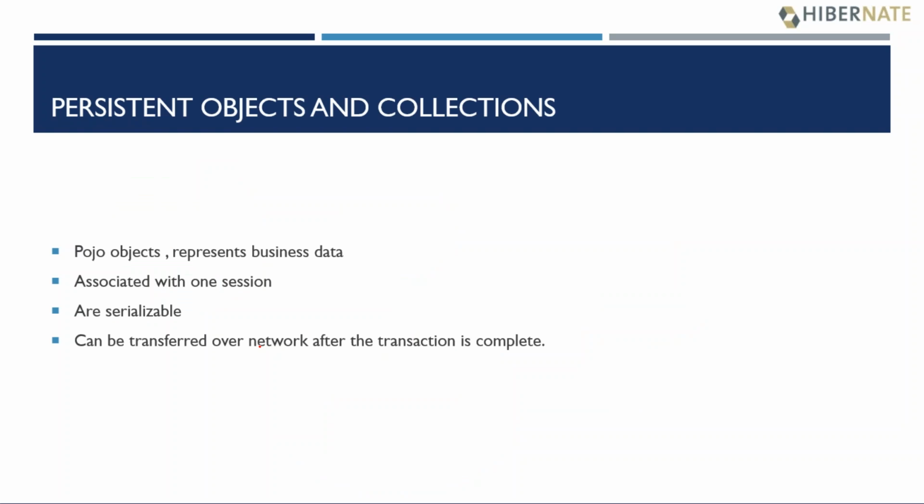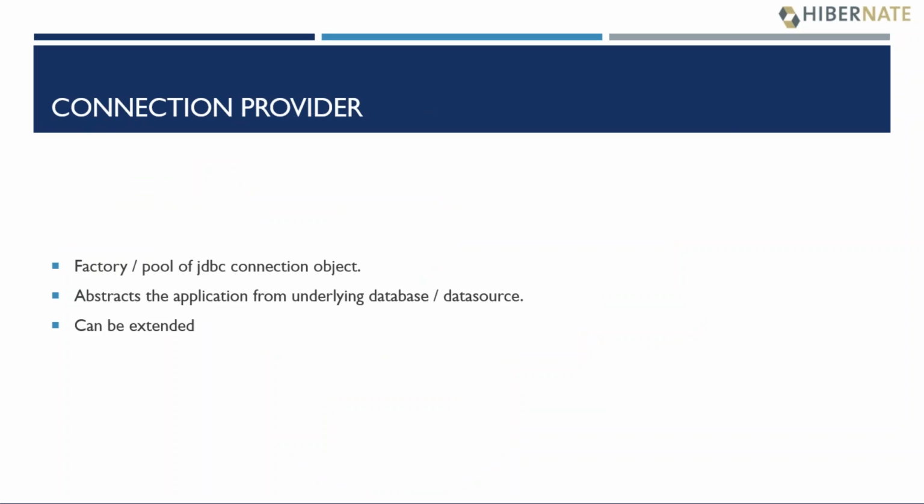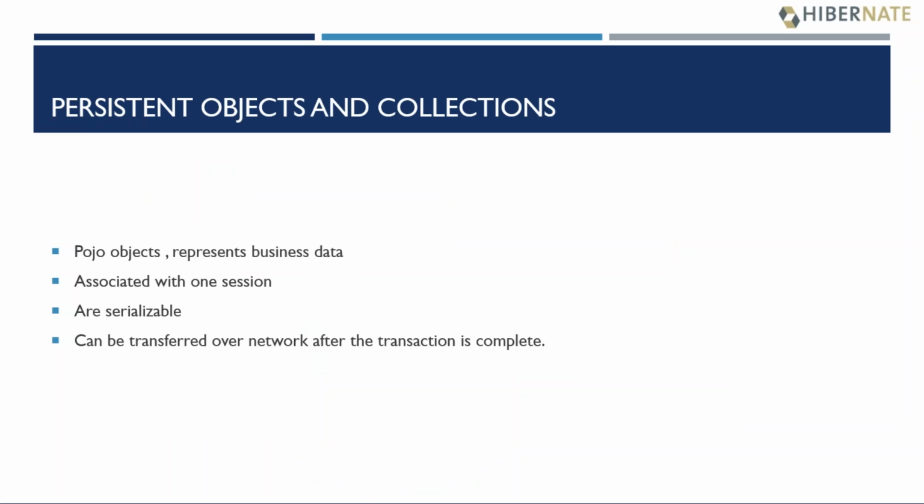Now persistent objects and then the collection. Persistent object, it represents your business data. It is associated with one session. They are serializable and can be transferred over the network. So let's say you have created a student object and it has got few fields X, Y, Z, and you want to store this in the database. So this object is called as persistent object.